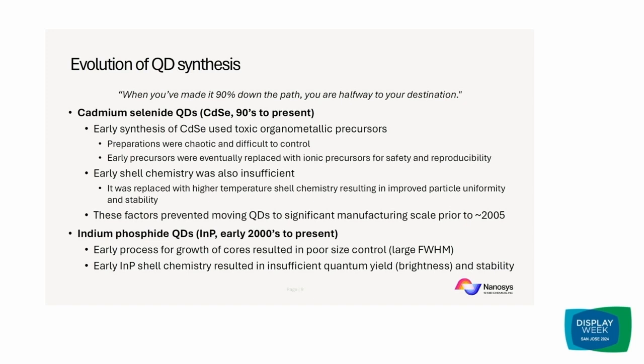Starting in the early 2000s, research on this material system started, and in some ways it was successful in the sense that you can create a material which is emissive in the visible wavelength range, but there were a lot of challenges that came with this. The early synthetic methods for the growth of those cores yielded quite poor size distribution, so incredibly broad full width at half maximum, which is not a good property for displays.